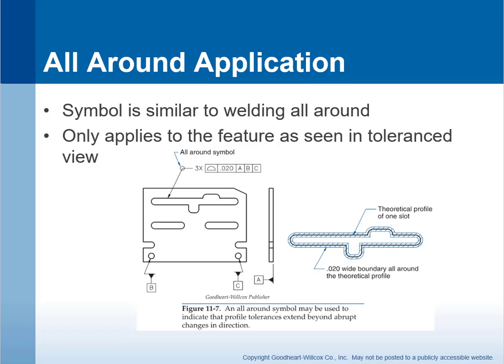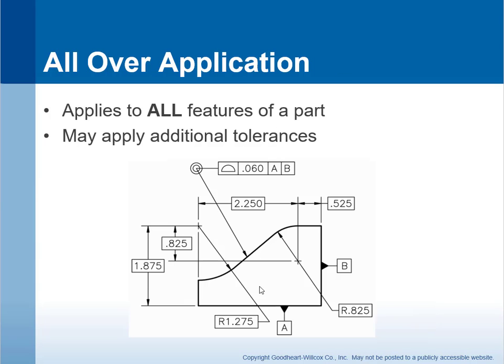So let's compare the all-around profile application to an all-over application. In this case, we have 2 circles on the leader line. And what that says is it applies to all features on the part, and it may apply additional tolerances. Okay, so what I'm talking about here, it's applicable to this line here, it's applicable to this surface here, it's applicable to this surface here, and it's applicable to this surface here. Note that all of these dimensions are sized with basic dimensions. That is an all-over application.